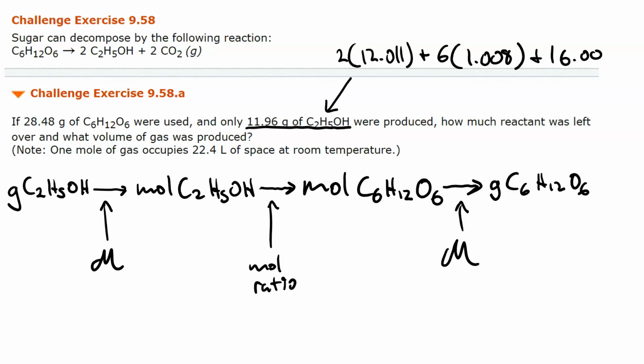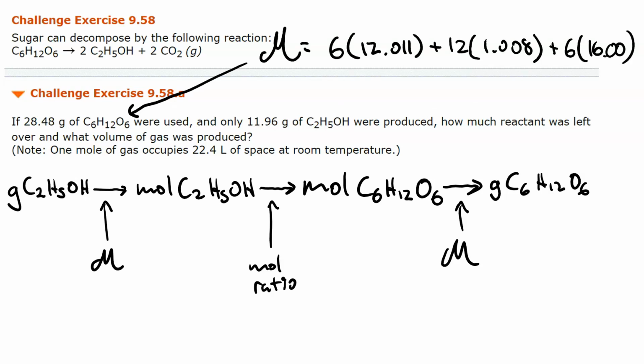To get the molar mass of ethanol, we take 2 times the average atomic mass of carbon, plus 6 times the average atomic mass of hydrogen, plus 1 times the average atomic mass of oxygen, and we get 46.07 grams per mole. To get the molar mass of glucose, we take 6 times 12.011, which is the average atomic mass of carbon, plus 12 times 1.008 for the hydrogens, plus 6 times 16 for the oxygens. This gives us 180.16 grams per mole.